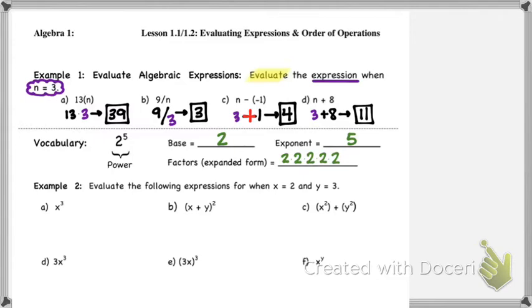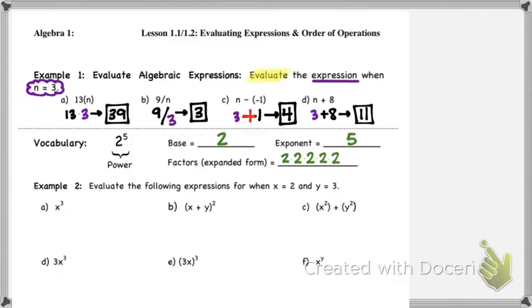One of the things they'll ask you to do in your homework is to write that power out in expanded form, or what it would look like as a multiplication problem. In that case, the exponent tells you how many you have of the base. So in this particular case, 2 to the 5th is the same as 2 times 2 times 2 times 2 times 2.